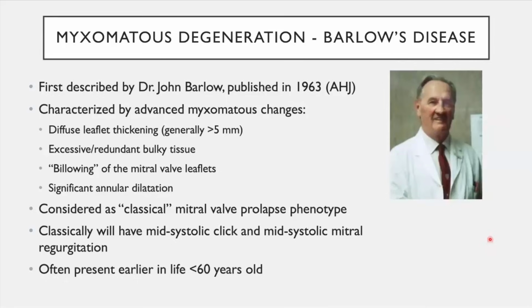Another way to describe Barlow's disease is the classical mitral valve prolapse phenotype. And so I may use those words going forward when we're looking at some case examples. Classically, you'll have the mid-systolic click and mid-systolic mitral regurgitation that we're familiar with in mitral valve prolapse. And it often presents a bit earlier in life, generally less than 60 years of age.